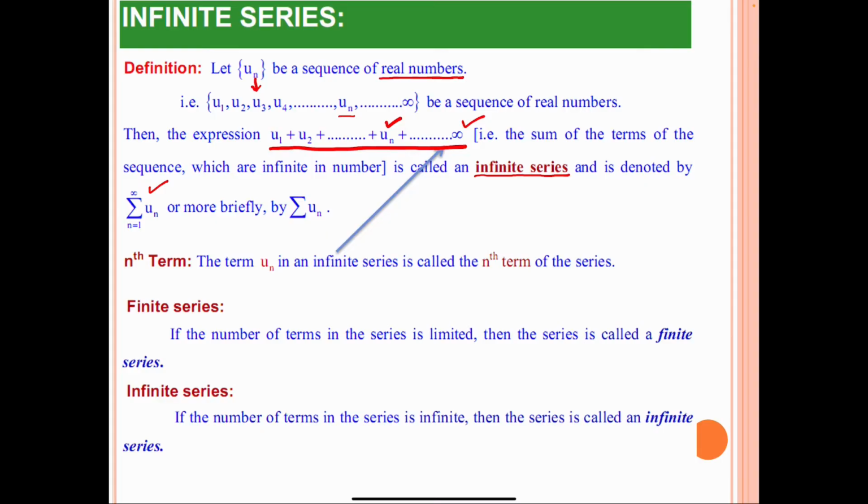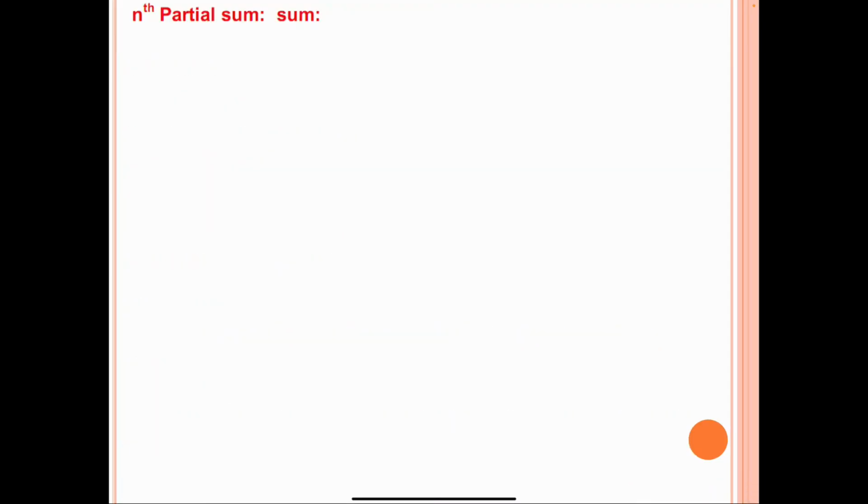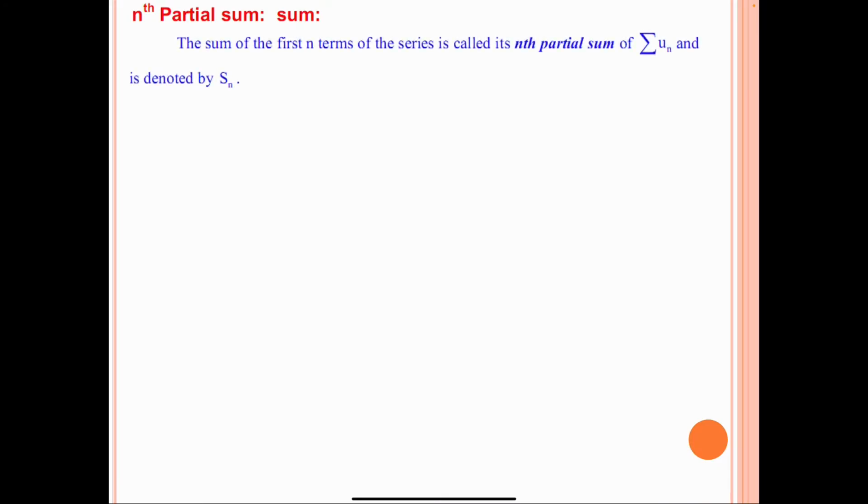Now one more definition, and that one is very, very important for examining the behavior of these type of series, and that definition is nth partial sum. So what is nth partial sum? The sum of first n terms of the series is called its nth partial sum of summation un, and that nth partial sum is denoted by Sn.